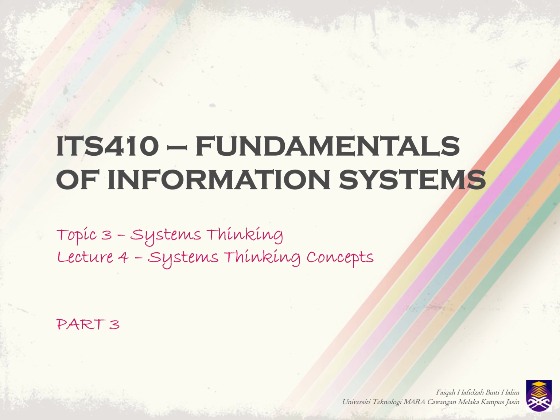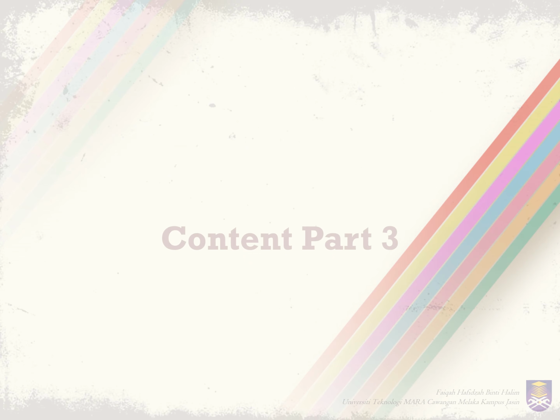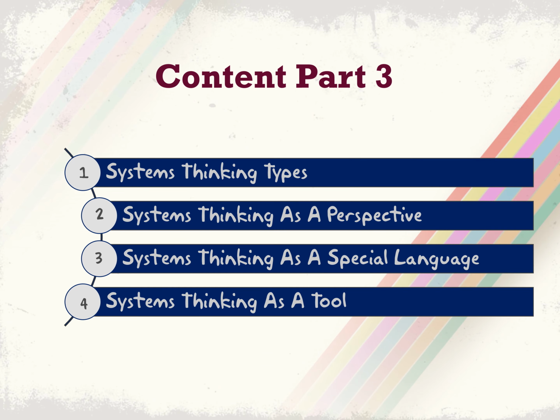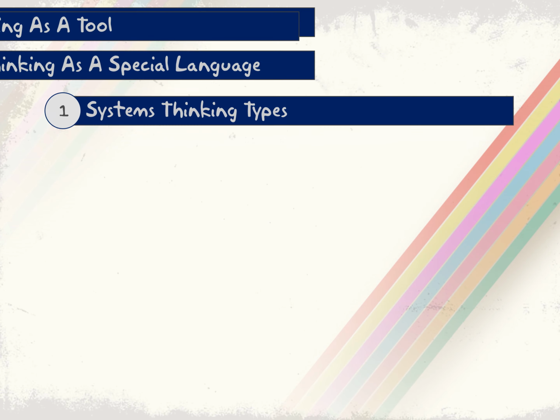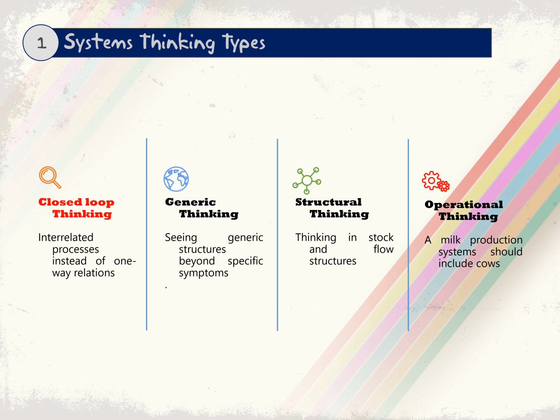So this is part 3 and the final part for systems thinking concepts. This part will include systems thinking types, systems thinking as a perspective, as a special language, and as a set of tools. This one is systems thinking types. So there are 7 of them.